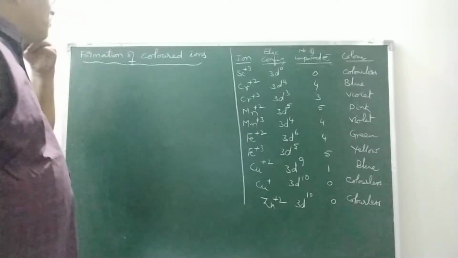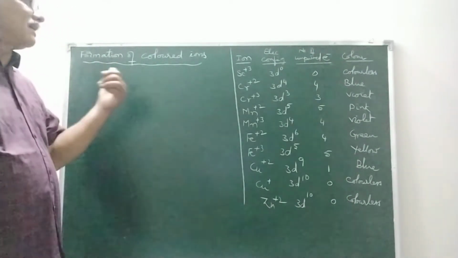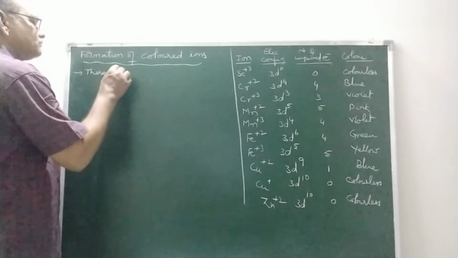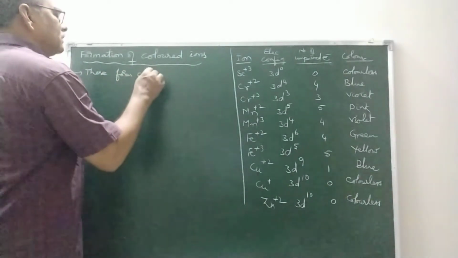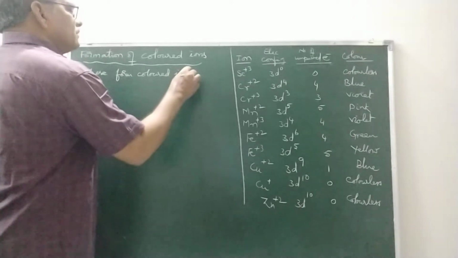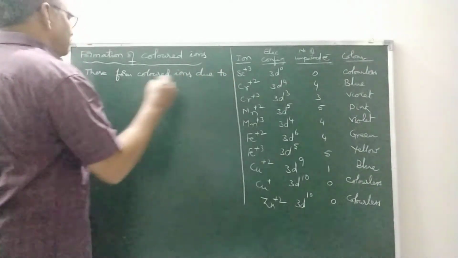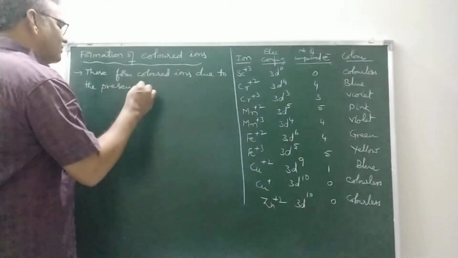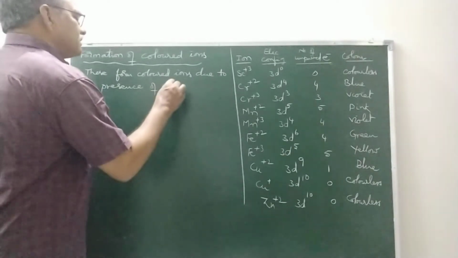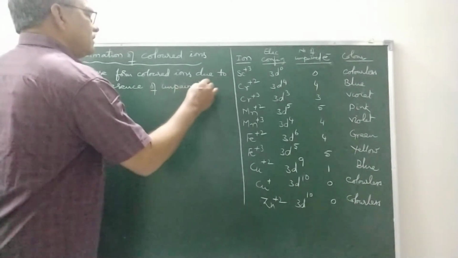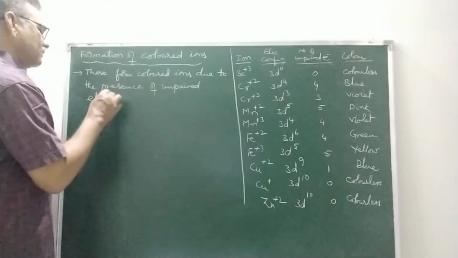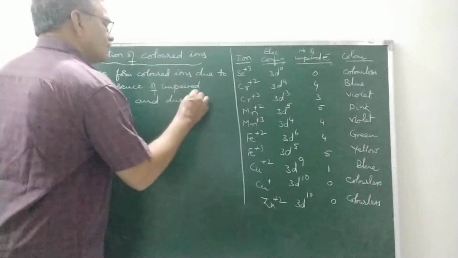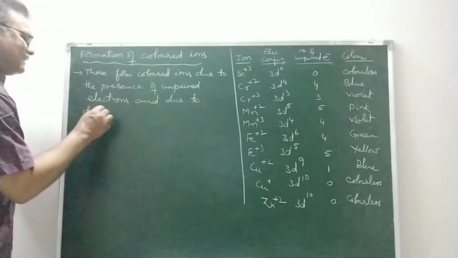Similarly, why do D block elements form colored ions? These form colored ions due to the presence of unpaired electrons, and due to DD transition. This is more important. And due to DD transition.